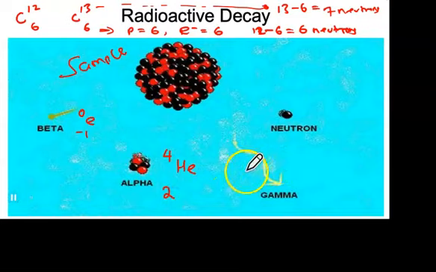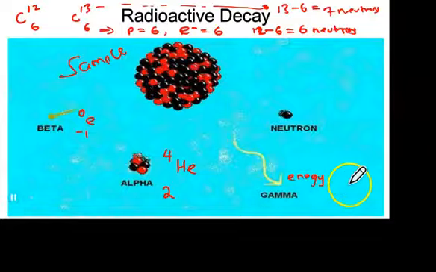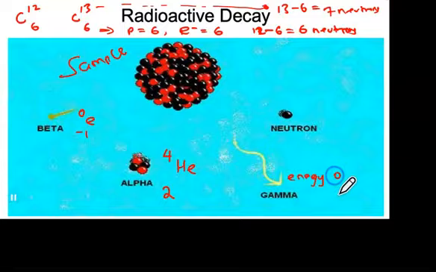And then you have gamma. Gamma is just energy. It's difficult to represent gamma; people just put it as 0 something. And then you have a neutron. So you can lose these particles from a sample.